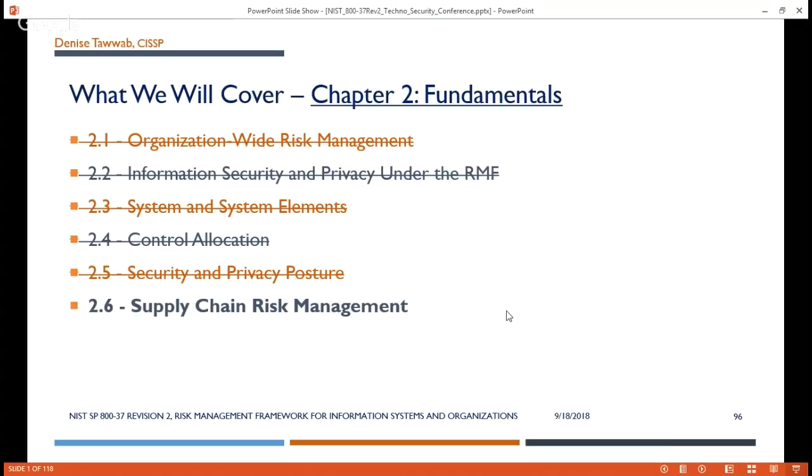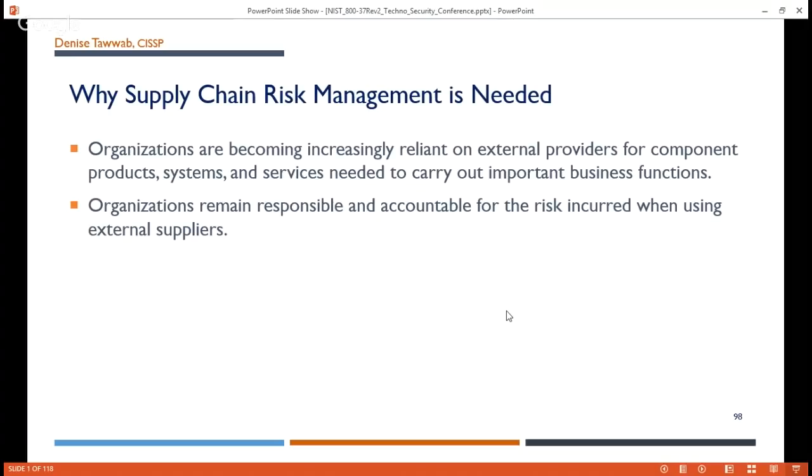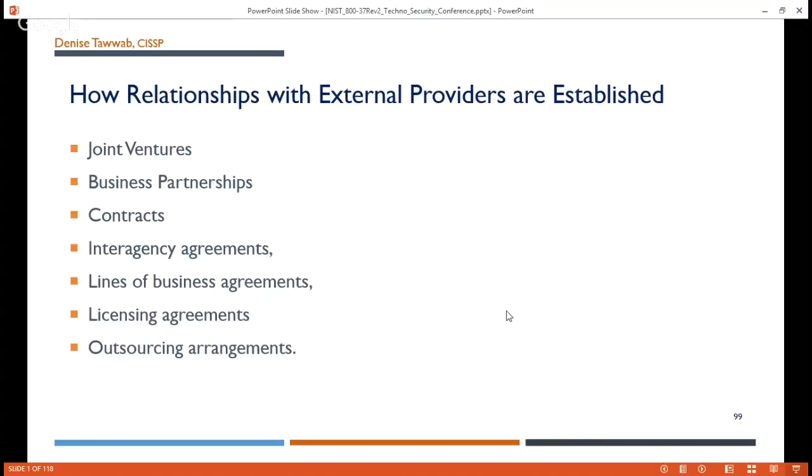All right, let's discuss briefly supply chain risk management. We're almost there. We're on slide 98. Okay, why is supply chain risk management needed? Because we are becoming increasingly reliant on external third-party providers for components, products, systems, and services that we need to carry out important business functions. Organizations remain responsible and accountable for the risk incurred when using external suppliers. And we've had some breaches that have come through third-party suppliers.